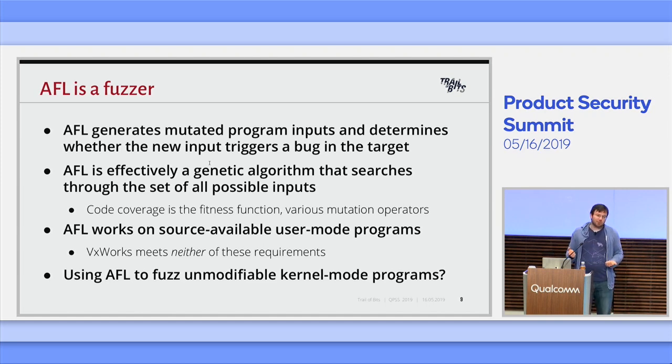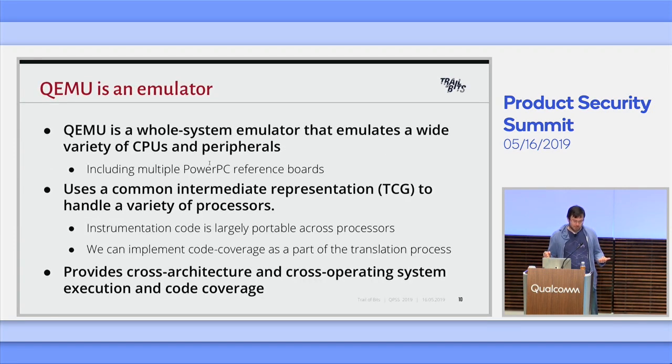And to make it easy to use, we chose something fairly standardized. The big problem we had is that AFL only works on open source user mode programs generally. And what we had met exactly none of those requirements. And so our next issue is how do we get AFL to fuzz unmodifiable kernel mode code, which is where our next solution is QEMU. QEMU is a popular open source emulator. It's a whole system emulator that supports a wide variety of CPUs, platforms, and peripherals.